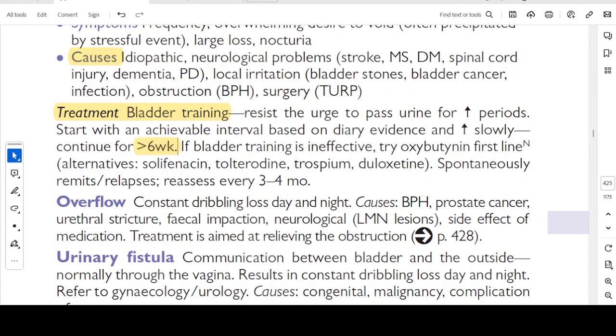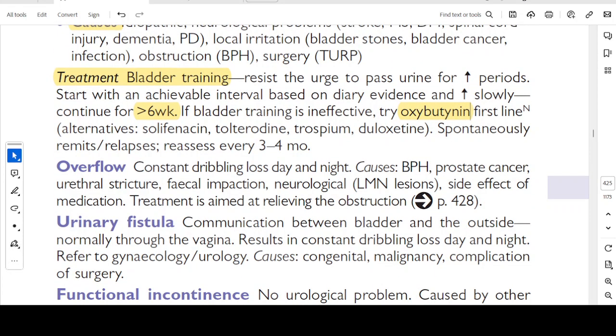If bladder training is ineffective, try oxybutynin first line. So oxybutynin is not a treatment for stress incontinence. It's a treatment for urge incontinence. Alternatives are solifenacin, tolterodine, trospium, and duloxetine. These are other alternatives for urge incontinence. Spontaneously remits or relapses, reassess every 3 to 4 months.